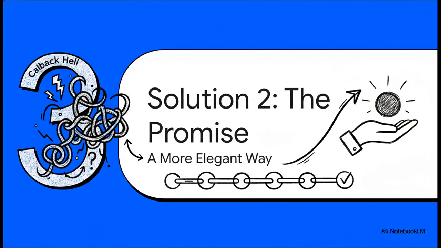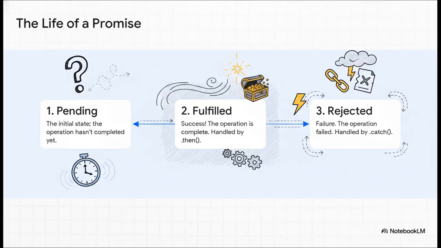And that need led to the creation of a much cleaner, way more powerful solution: promises. A promise is basically an object that represents a future value. You can think of it like an IOU for data. You ask for something, and you immediately get this promise object back. It starts off in a pending state, and then, eventually, that IOU either gets fulfilled with the data you wanted, or it gets rejected because, well, something went wrong.